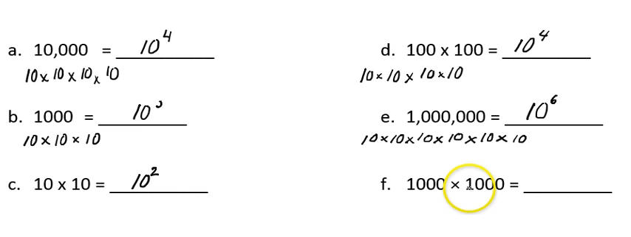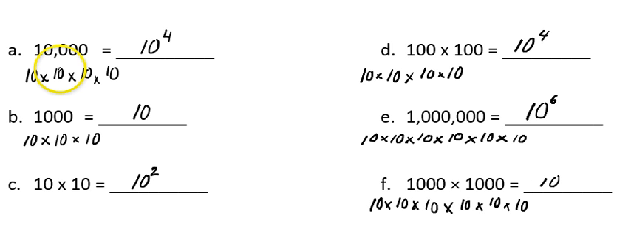To multiply 1,000 times 1,000, well, I know 1,000 is 10 times 10 times 10. Same with this one. 1,000 again is 10 times 10 times 10. So I also multiplied 6 tens together. So my base is 10 and my exponent is 6 as well.